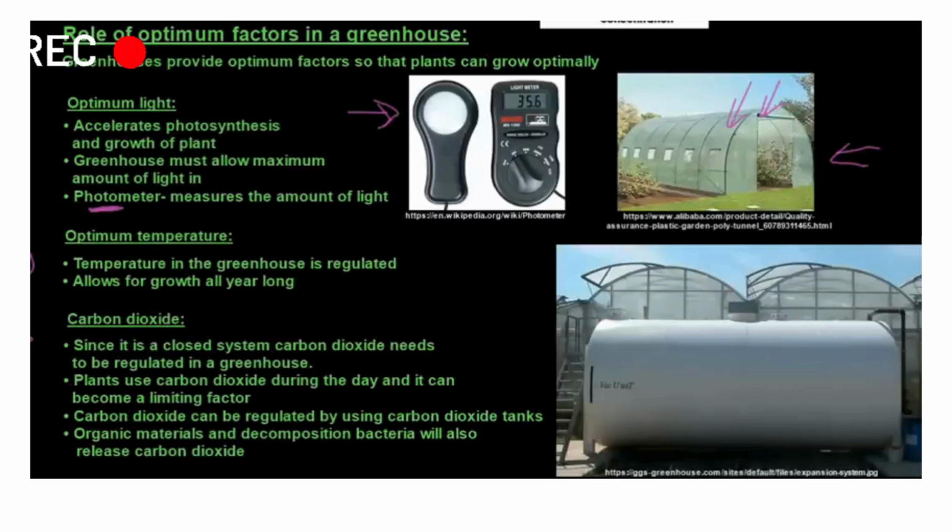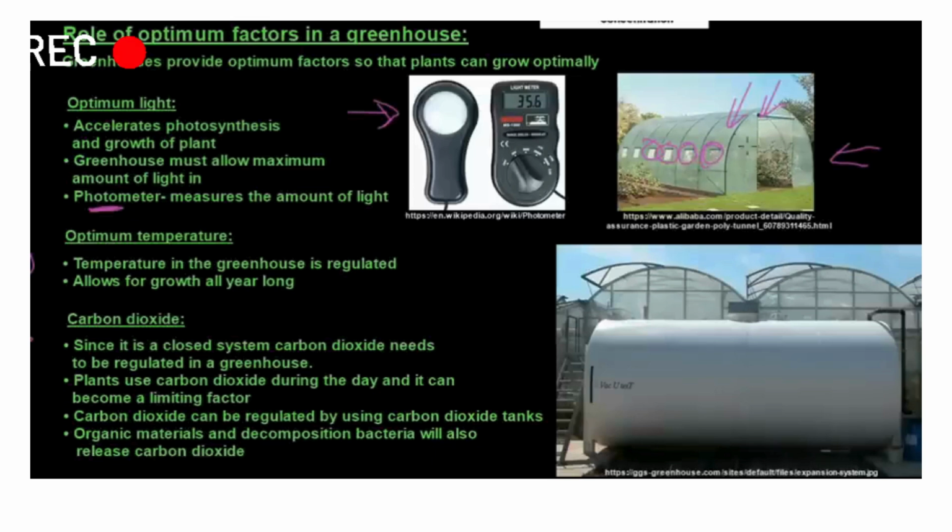Then the second one is optimum temperature. Remember, plants grow optimally at a temperature of around 25 degrees Celsius, so in a greenhouse that is regulated, it allows for growth all year long. This is a very basic greenhouse. You'll generally see that they have flaps or basically openings, and this helps to regulate the temperature, because believe me, in here it can get quite hot.